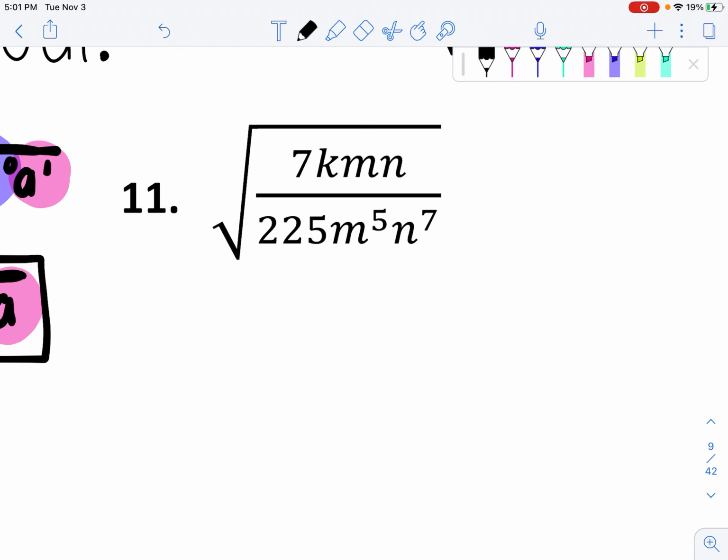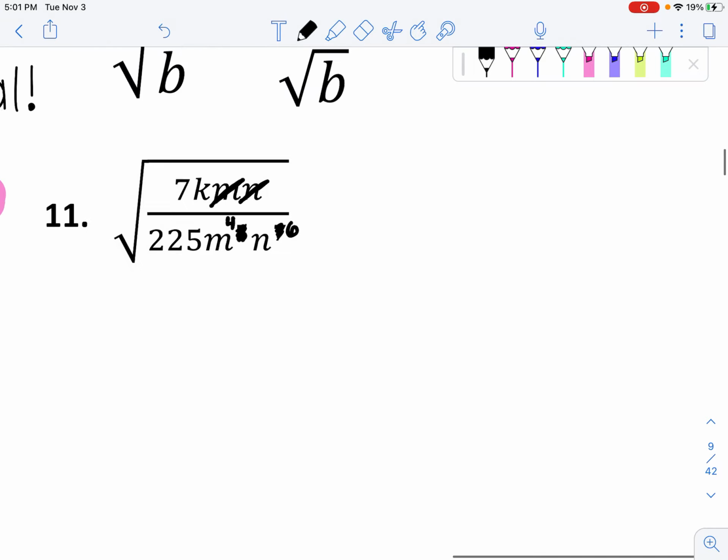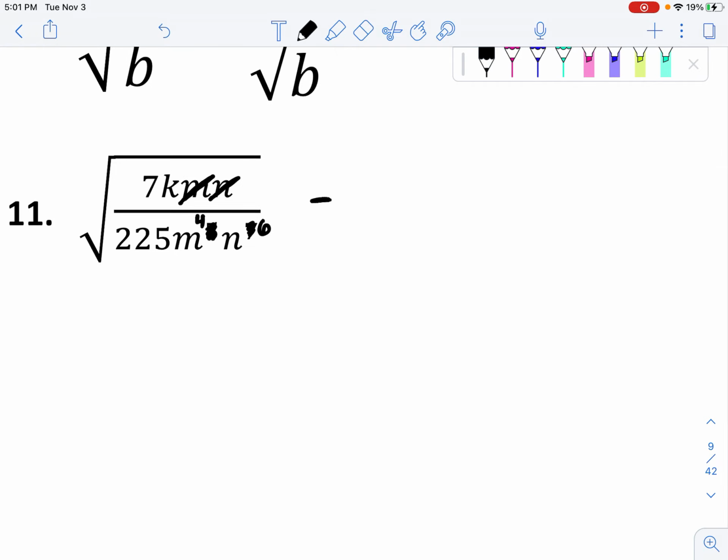Number 11, we've got 7 km over 225 m to the 5th n to the 7th. So to clean this up a little bit, if I've got m on top and 5 m's on bottom, this m can cancel out with one of the m's down here, changing this to a 4. And this n can cancel out with one of the n's down here, changing that to a 6. So to make it a little easier, I got rid of 2 of the variables on the top.